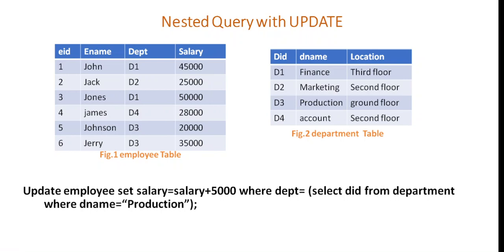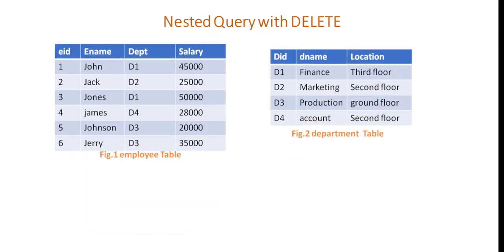ID of the production department. So in the employee table, the employees that are working in the D3 department, that is employee number 5 and 6, their salaries will get incremented by 5,000. Okay, so this is an update nested query. Now next is how to use a nested query with delete.